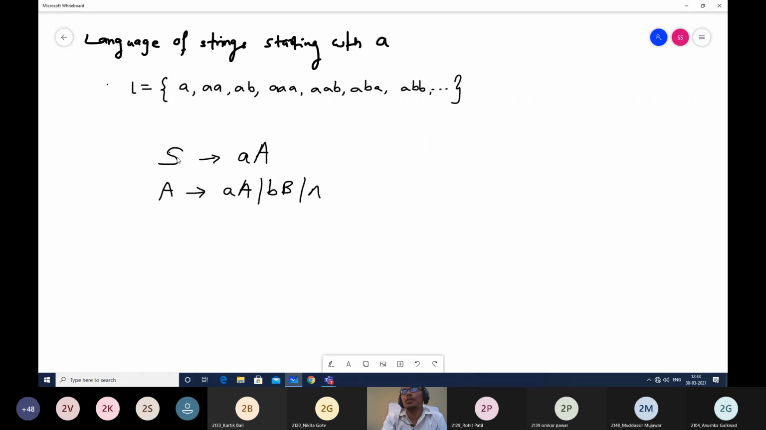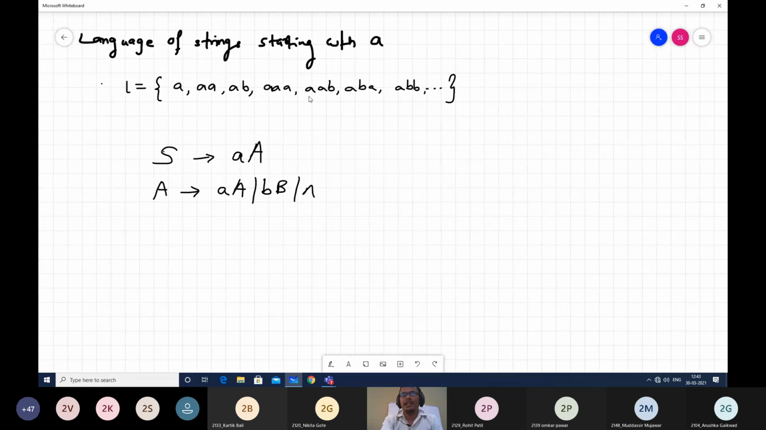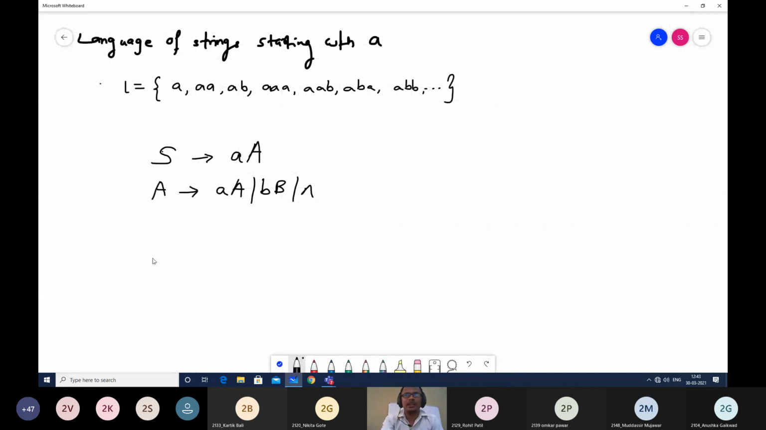Because S gives A, first a small a will come compulsorily. After that, what do I want? This capital A is nothing but any combination of A's and B's. So suppose I want a string like AAB. Suppose my string is AAB.